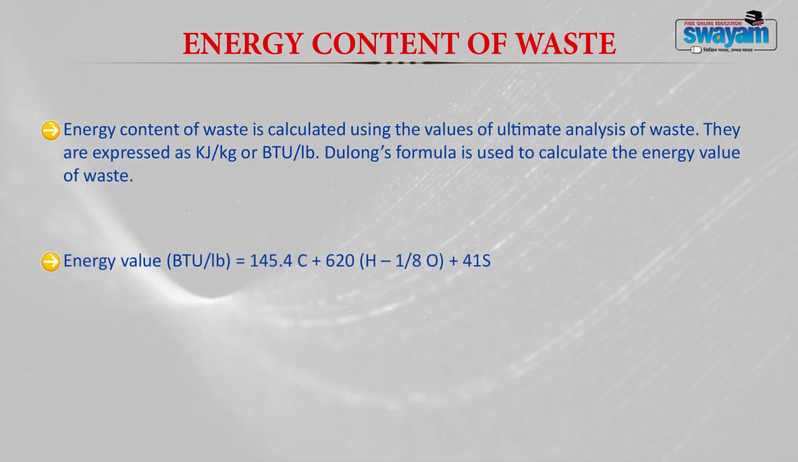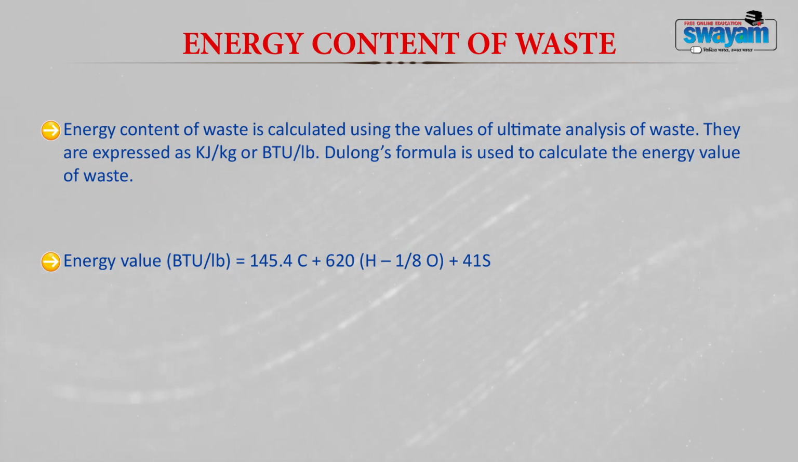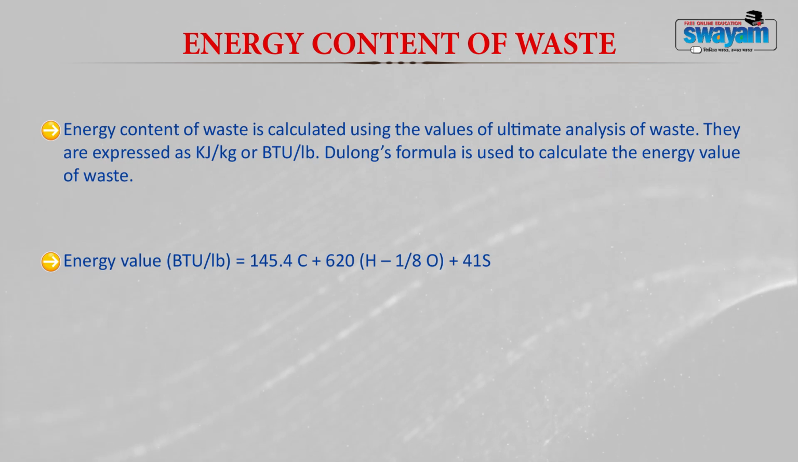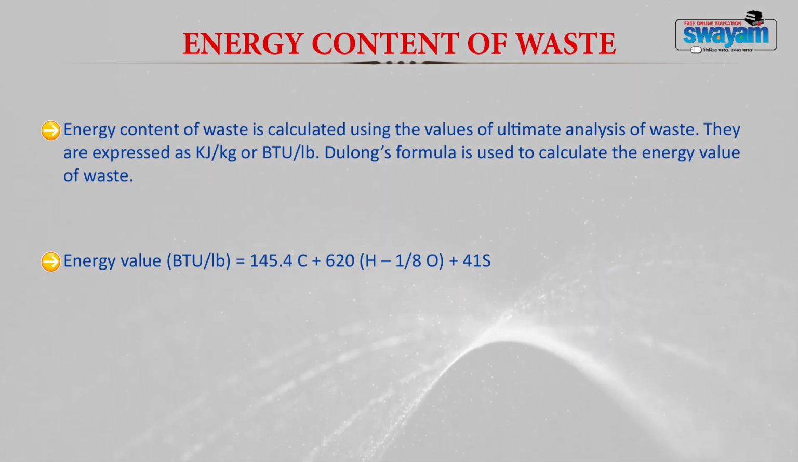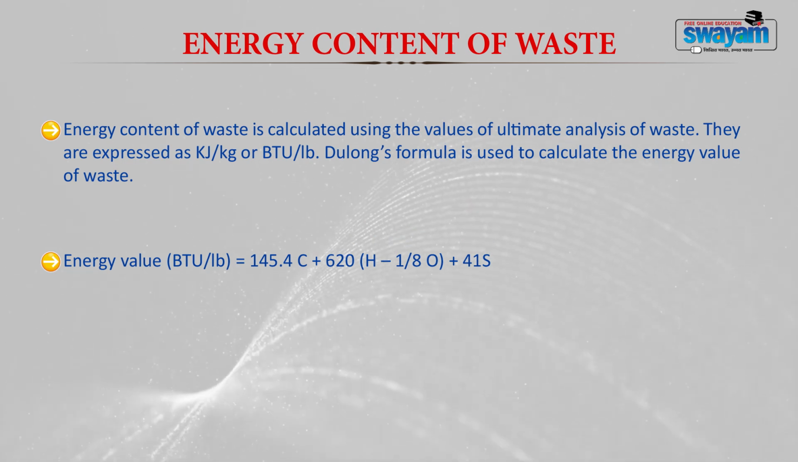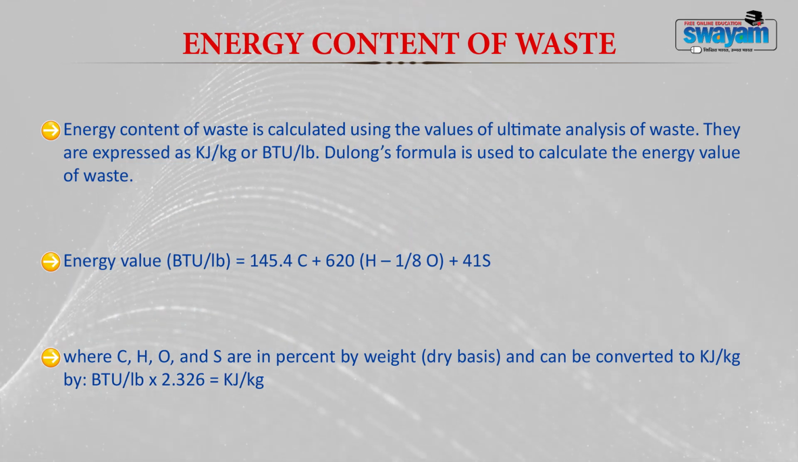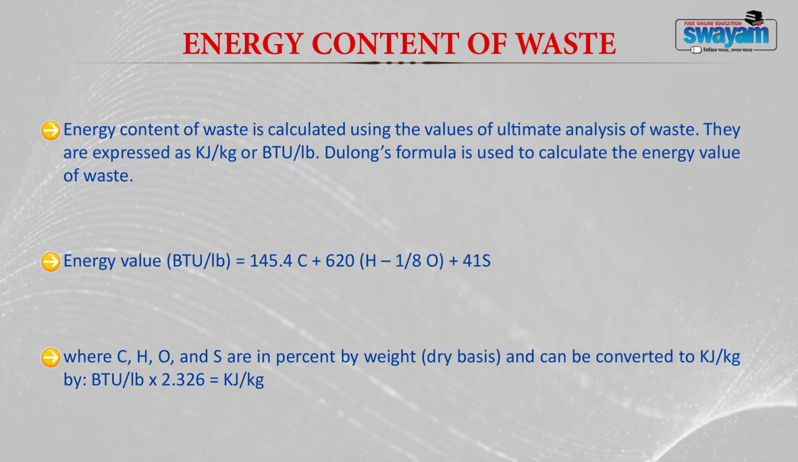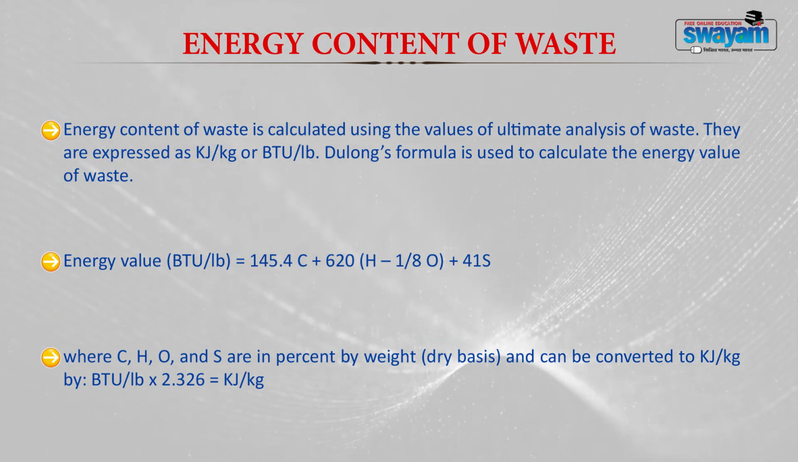Now, Dulong's formula is used to calculate the energy value of waste, and it is given by 145.4 C plus 620 open bracket H minus 1 by 8 of O close bracket plus 41 S, where C denotes carbon, H denotes hydrogen, O denotes oxygen and S denotes sulfur. These are all calculated as percent by dry weight basis.